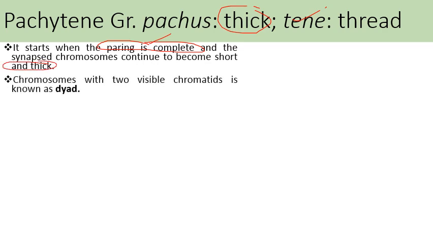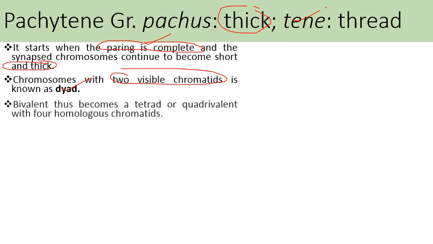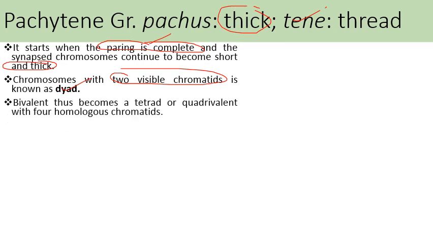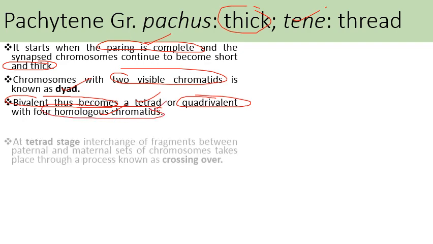Here chromosomes with 2 visible chromatids are known as dyad. So chromosomes की जो 2 visible chromatids हैं उन्हें कहा जाता है dyad. Bivalent thus becomes tetrad, और जो bivalent से means pair of homologous chromosomes है, that is also known as tetrad, or quadrivalent with 4 homologous chromatids. It means it consists of 4 chromosomal arms. So that's why this is also known as tetrad or quadrivalent.